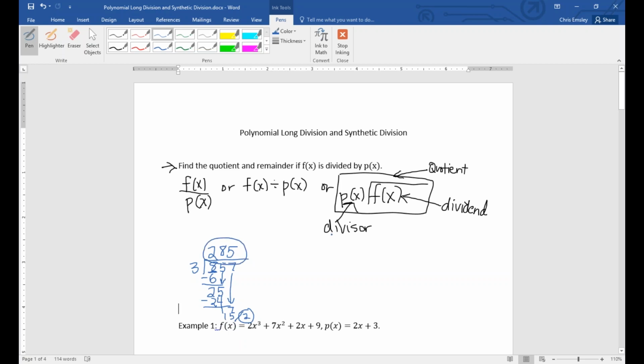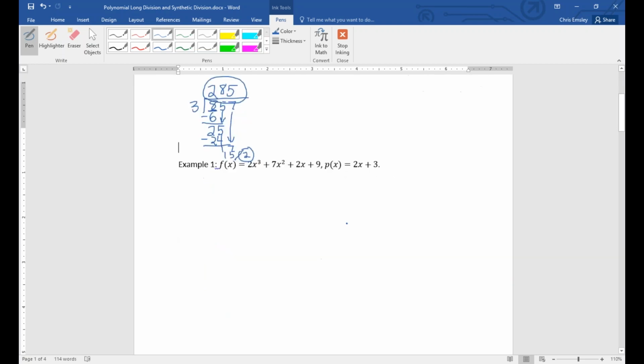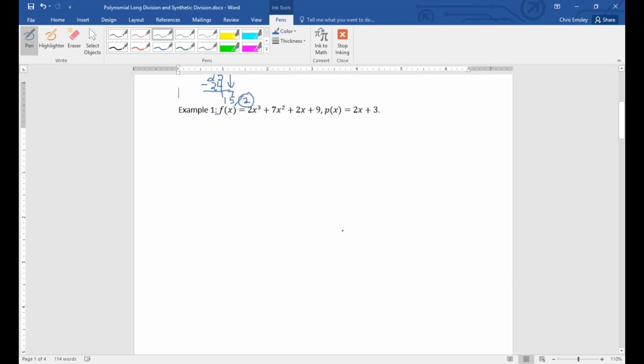The procedure that we're going to use when we do polynomials is actually very similar. Just a few little details change. So here's our first one. Here's our f of x. It's a cubic polynomial, and then our p of x. So the way we're going to set that up, 2x plus 3 is our divisor. It goes outside the division symbol. And 2x cubed plus 7x squared plus 2x plus 9.